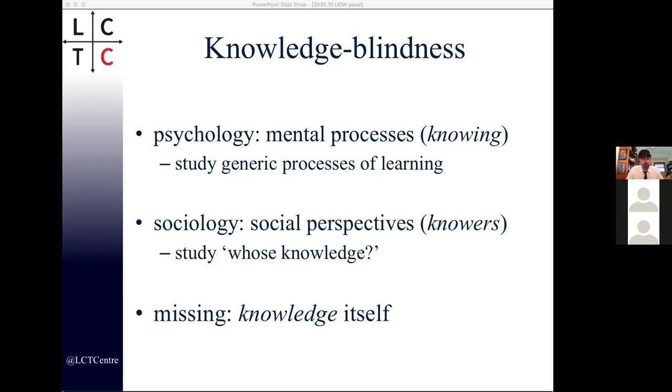Now of course both of those are extremely important, but if that's all that we look at, then we miss knowledge as an object in itself, one that takes different forms which can influence how it's taught, forms which can influence who can learn it more easily or not, how they learn it better or not, and so on. So one context to LCT is that it sees knowledge as an object of study.